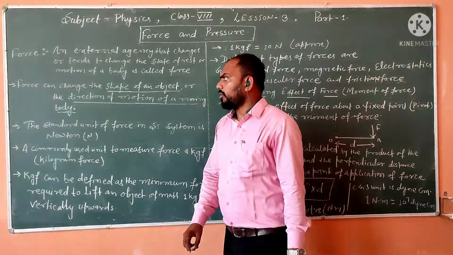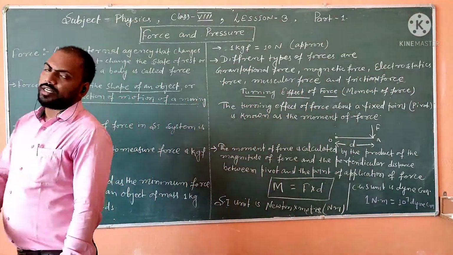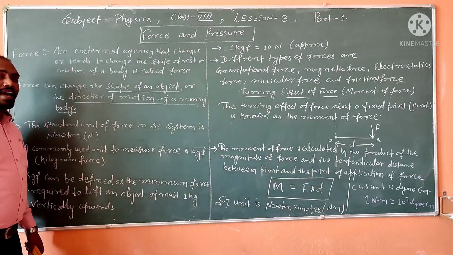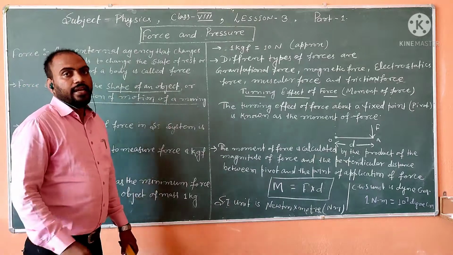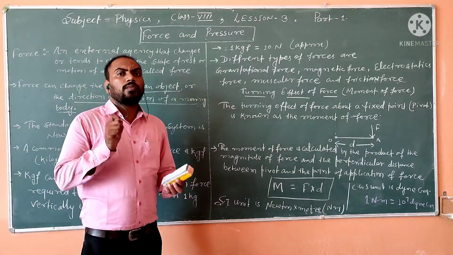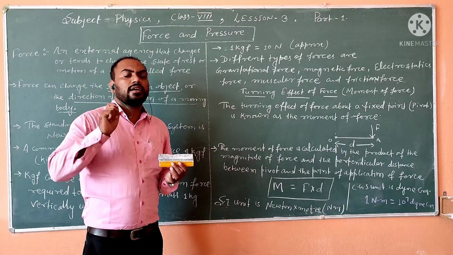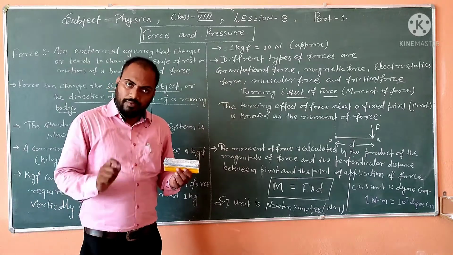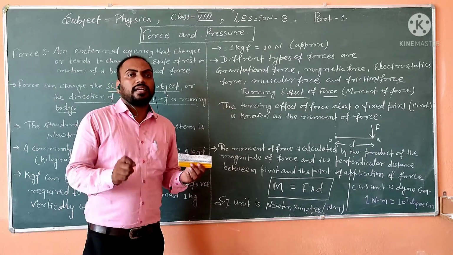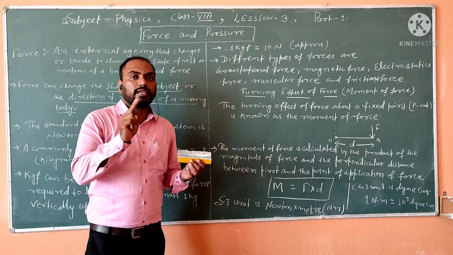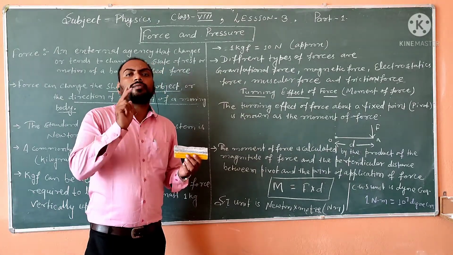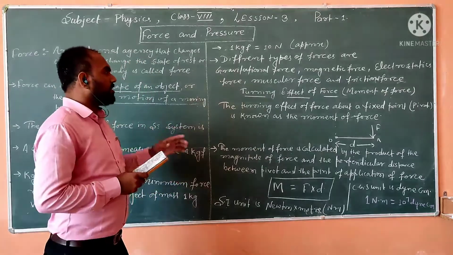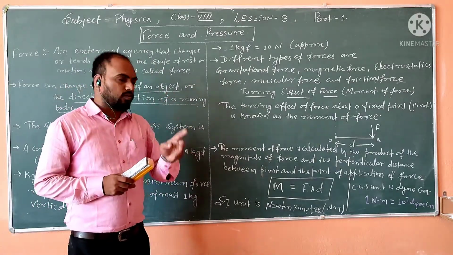Force has a formula. Force is a vector quantity. Okay, it has magnitude as well as direction. In a particular direction, force will change or affect. That's why it has two things, that is magnitude and direction. That's why force is called a vector quantity.